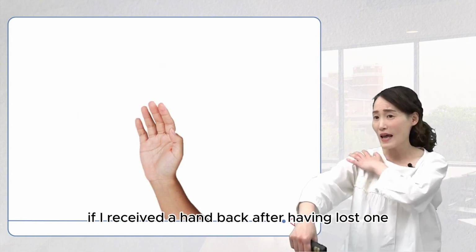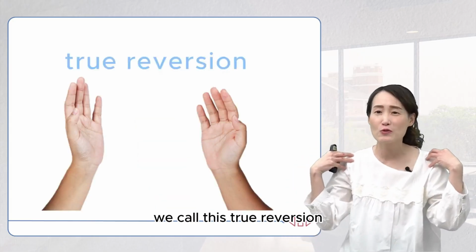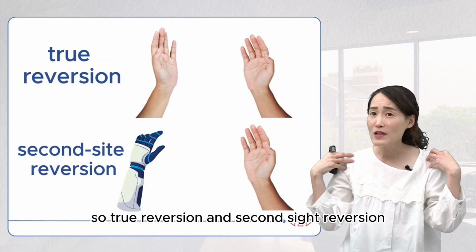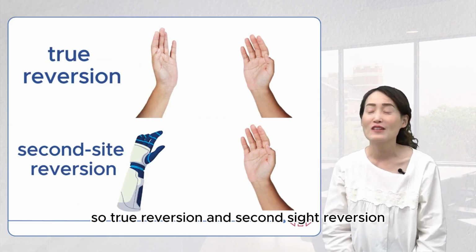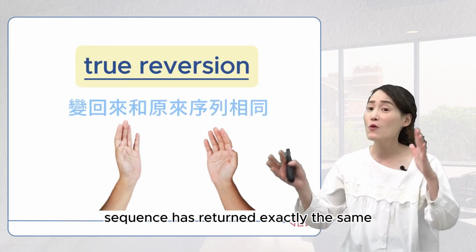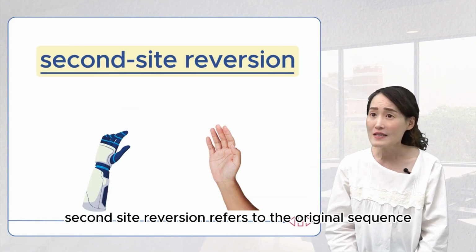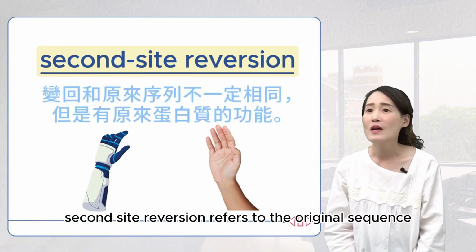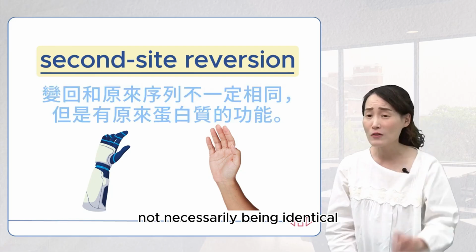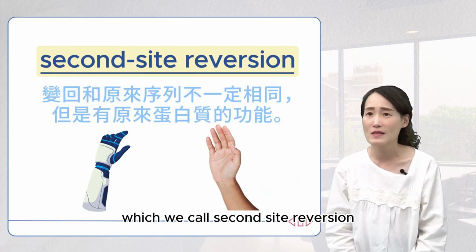If I received a hand back after having lost one, and it turned out to be my original hand, we call this true reversion. So true reversion and second site reversion are somewhat different. True reversion means my original sequence has returned exactly the same. Second site reversion refers to the original sequence not necessarily being identical, but I still have the original protein function, which we call second site reversion.